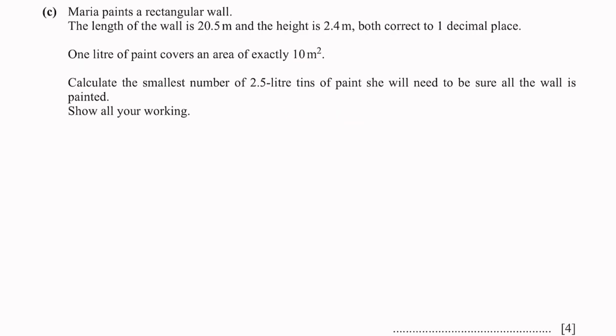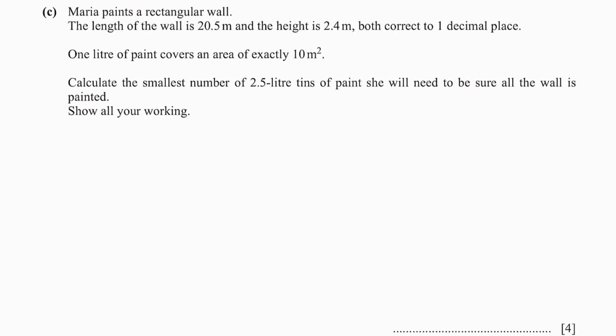Maria paints a rectangular wall. The length of the wall is 20.5 meters and the height is 2.4 meters, both correct to one decimal place. 1 liter of paint covers an area of exactly 10 meters squared. Calculate the smallest number of 2.5 liter tins of paint. So you need to be sure all the wall is painted.